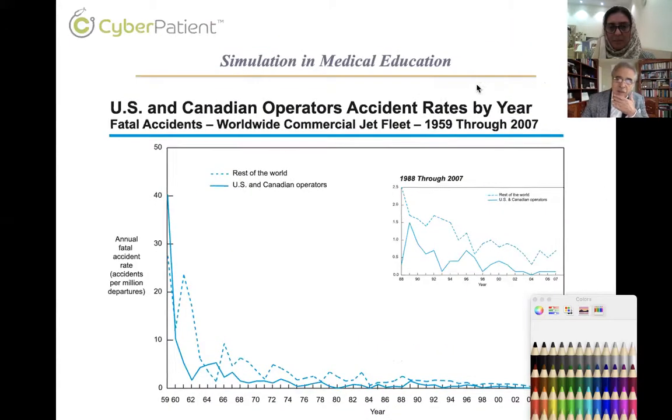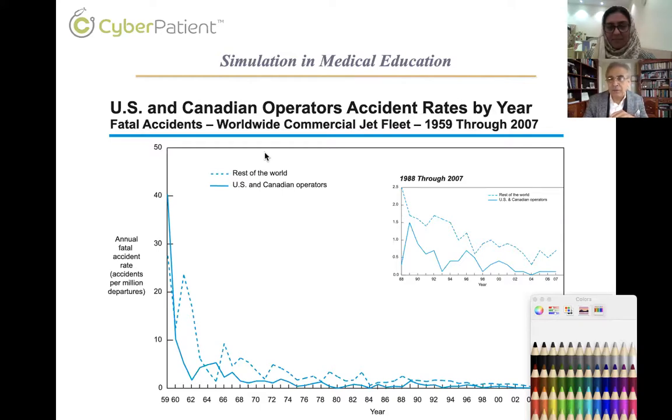To talk about the history of simulation, perhaps modern simulation started when the aviation industry introduced simulation into their education. As you see in this slide, before 1950, about 40% of airplanes that were going up were falling down. After 1962, as you can see, it changed. And today, perhaps only 0.001 or 0.002% of airplanes that go up fall down.